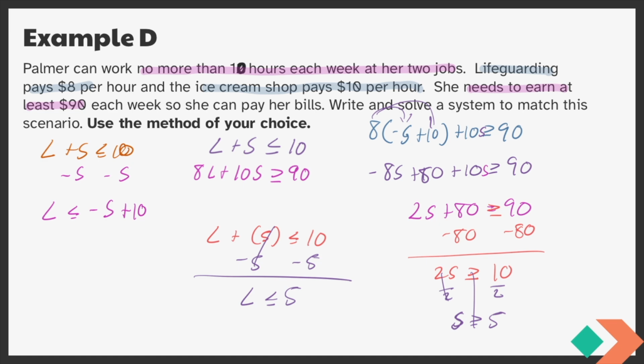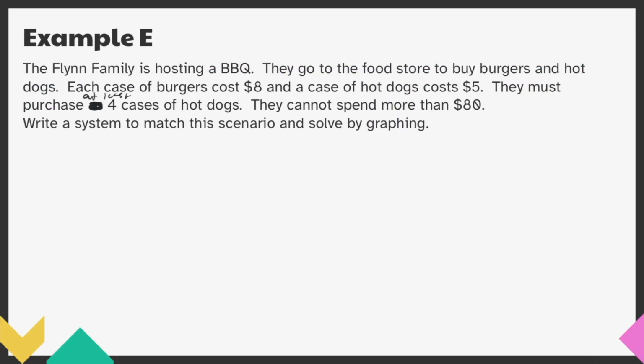All right, now let's move on to the last example. Here we are at example E, and it says the Flynn family is hosting a barbecue. They go to the food store to buy burgers and hot dogs. Each case of burgers costs $8, so that's important information. Each case of hot dogs costs $5. They must purchase at least, okay, again, we've got ourselves an inequality, 4 cases of hot dogs. They cannot spend more than, okay, so again, our inequalities, $80. Write a system to match the scenario and solve by graphing.